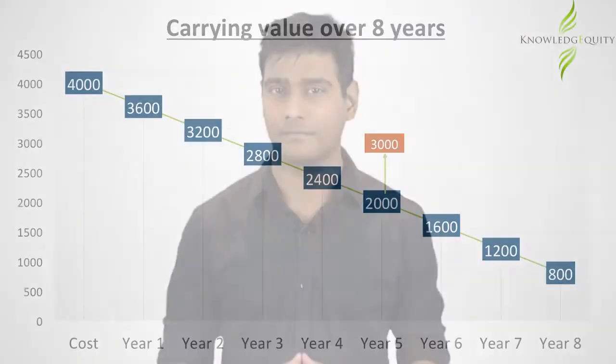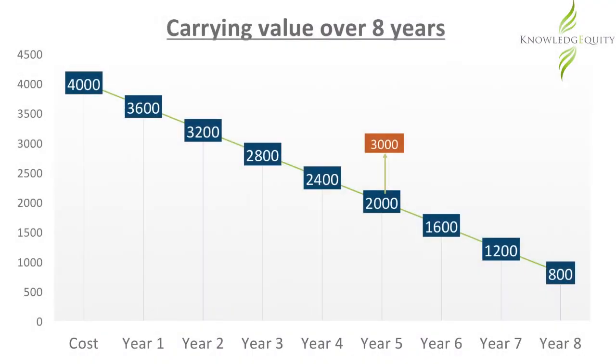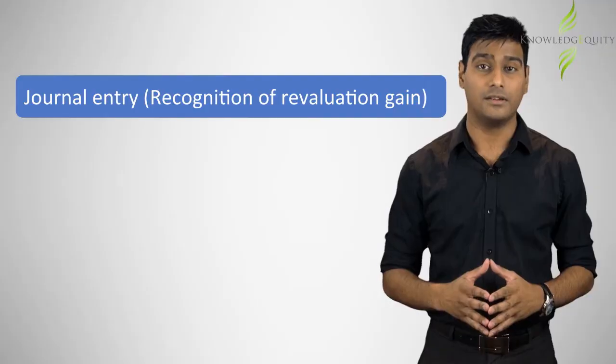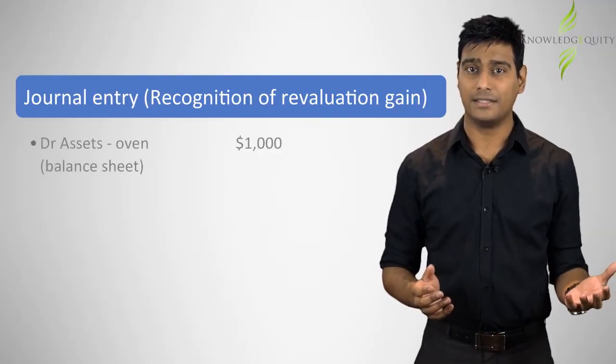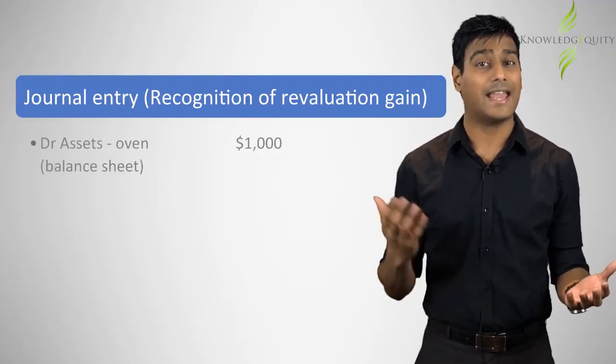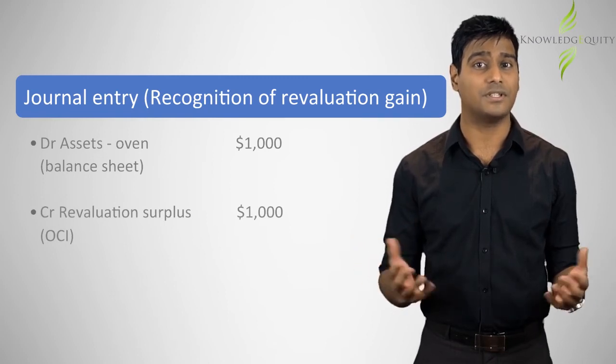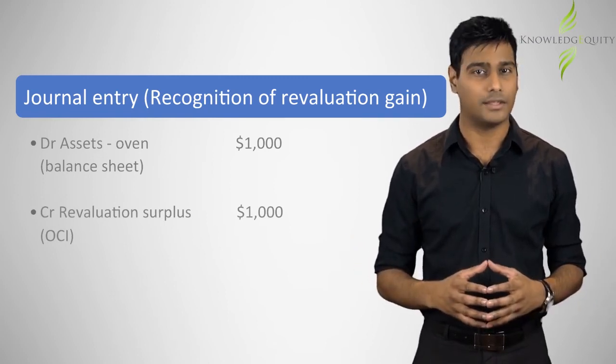If Alex uses the revaluation model, what is the journal entry to record the revaluation in year 5? The carrying amount in year 5 is $2,000. To get to the $3,000 revalued amount, there is an increase of $1,000. The journal entry is to debit assets with $1,000 and credit revaluation surplus, which is a gain through other comprehensive income.